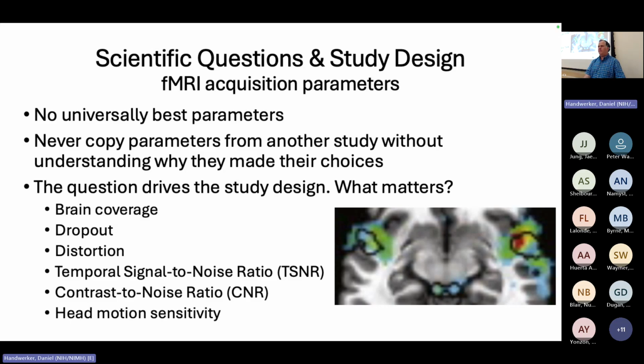And finally, head motion sensitivity. Acquisition parameters are going to affect how sensitive your scan is to head motion, and also how you set up your whole protocol for fixing people's heads.